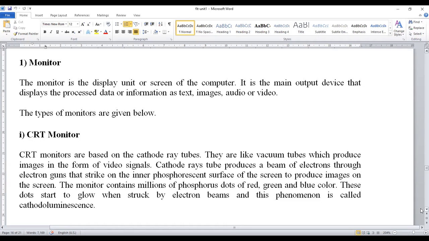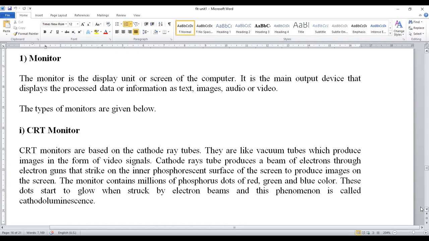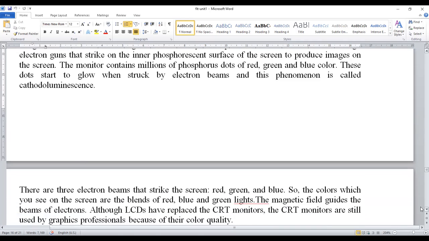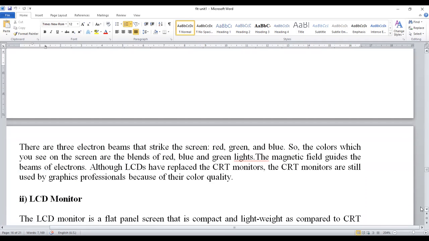These dots start to glow when struck by electron beams, and this phenomenon is called cathodoluminescence. There are three electron guns that strike the screen: red, green, and blue. The colors you see on the screen are blends of red, blue, and green lights. The magnetic field guides the beams of electrons.